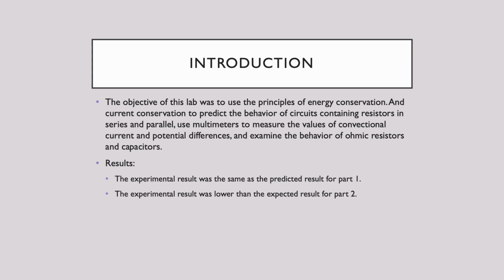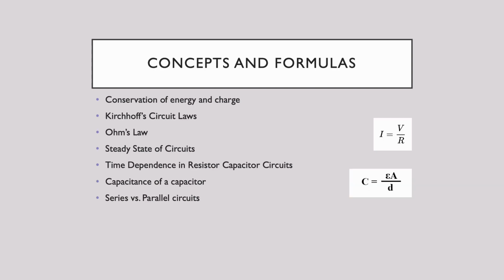So a preview of the results were that for part 1, the experimental result was the same as the predicted result, and for part 2, the experimental result was lower than the expected result. The concepts and formulas that we use in this lab are conservation of energy and charge, Kirchhoff's circuit laws, Ohm's law, steady state of circuits, time dependence and resistor capacitor circuits, the capacitance of a capacitor, and series versus parallel circuits. And you can see the equations to the right here.